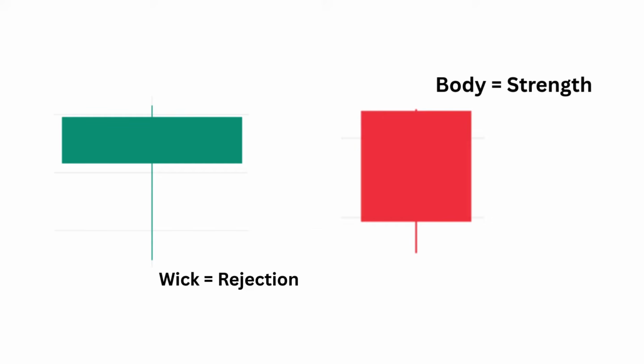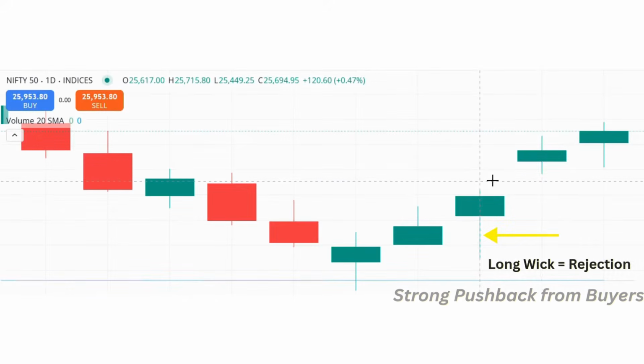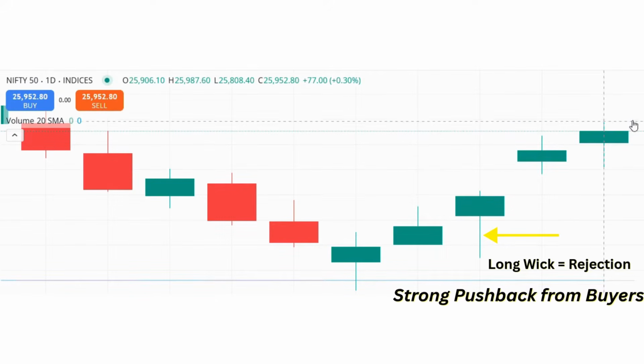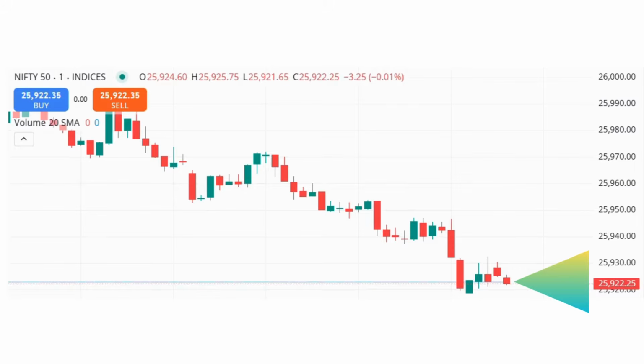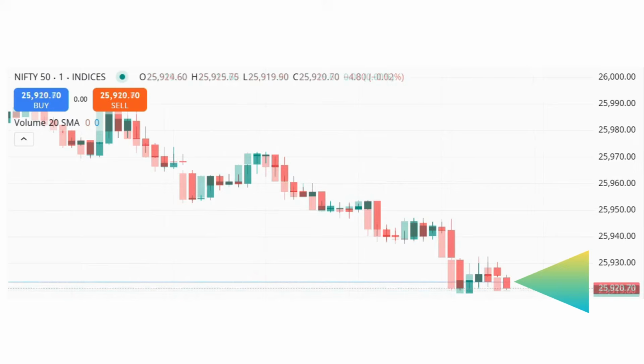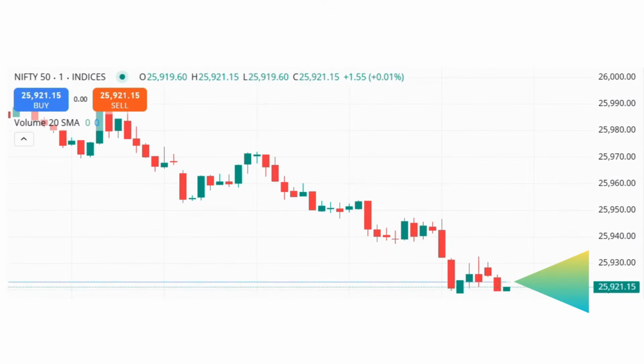Price action simply means reading the movement of price without indicators. Every candle shows what buyers and sellers are doing. The wick shows rejection, the body shows strength, and each candle tells you who is in control, bulls or bears. When you understand this, you don't need any complicated indicators, just pure market story directly from price.